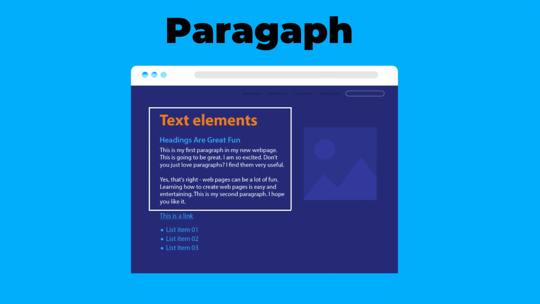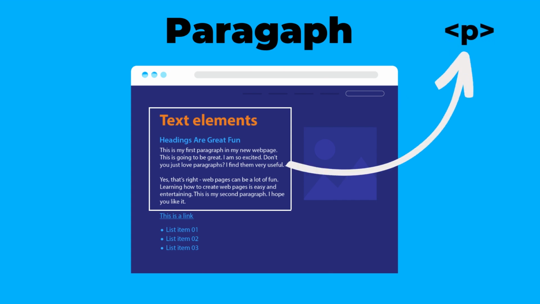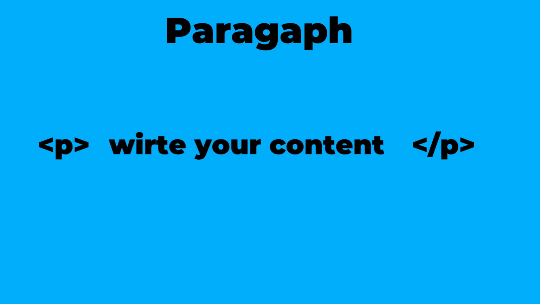For example, the paragraph element is represented by the p tag. And to create a paragraph in your web page, you would use the following code: an opening p tag and a closing p tag with some content in between.